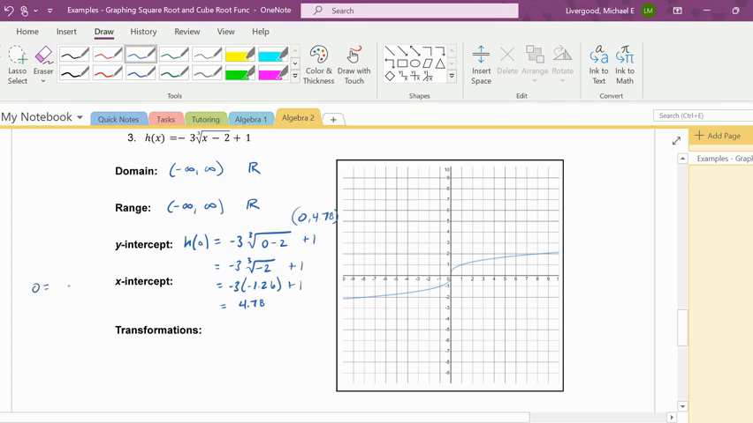We're substituting 0 for the y value. We're going to have negative 3 times the cube root of x minus 2 plus 1. So we subtract 1. We're going to divide by 3. So 1/3 is equal to the cube root of x minus 2. We cube both sides to get rid of the cube root.